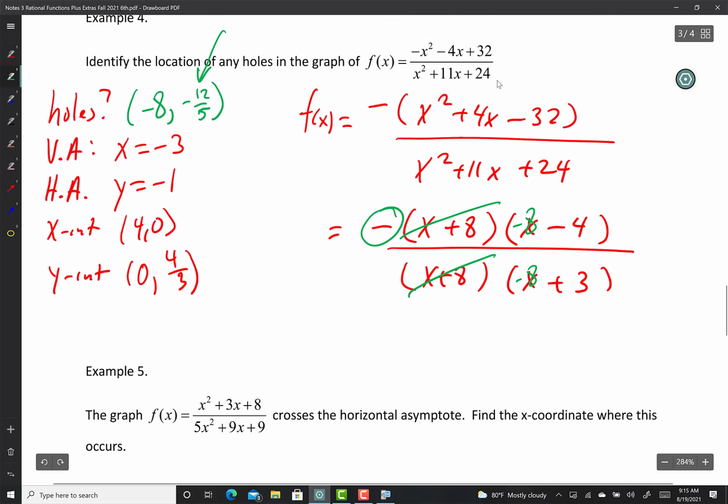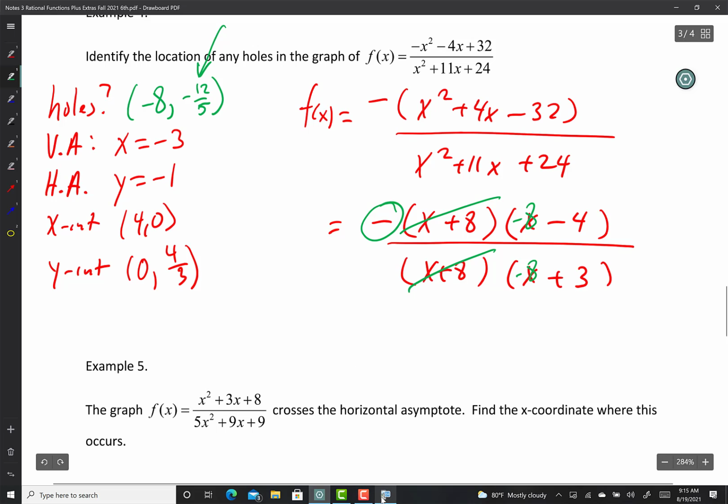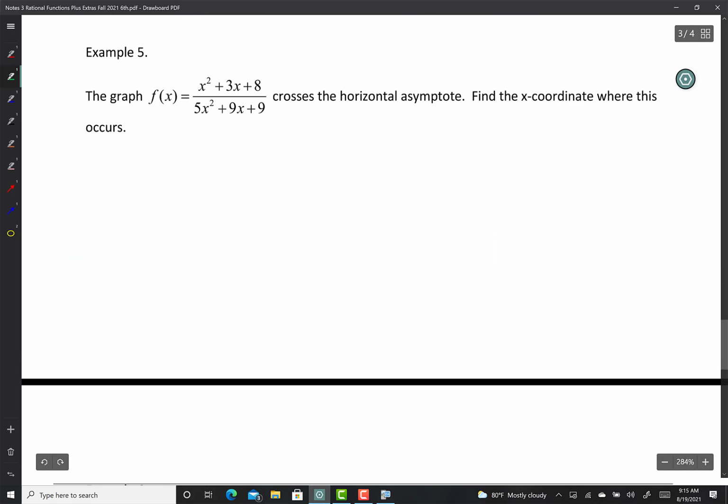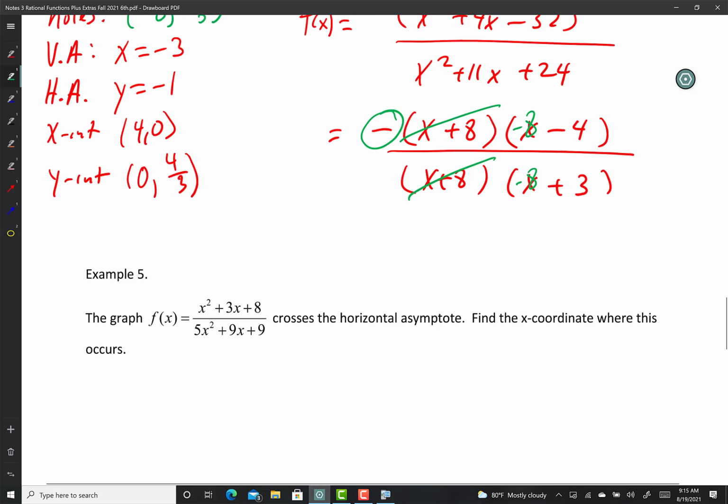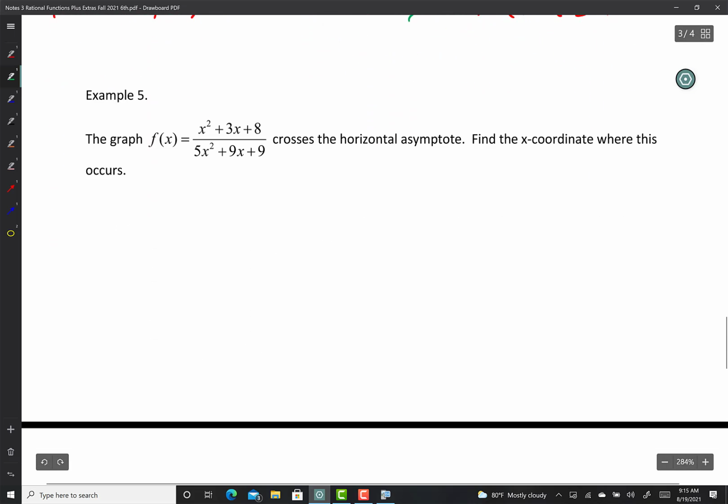You guys want to see this graphed? No? Okay. No, yeah, let's. We don't have to. No, you're good. Let's go to the next question, guys. So here we go. We're going to get the same values again: holes, vertical asymptote, horizontal asymptote, x-intercept, y-intercept.